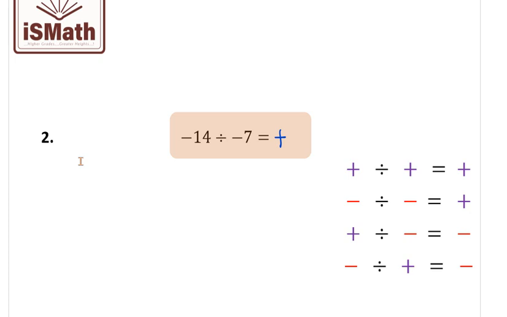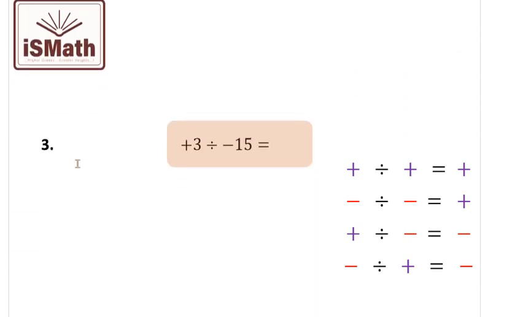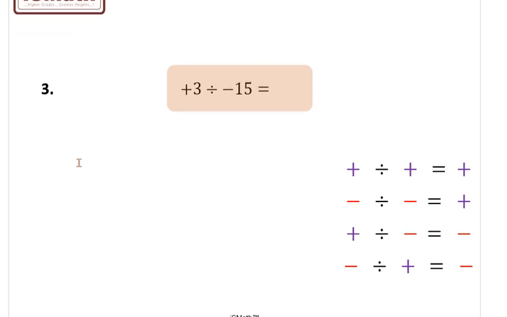14 divided by 7 will give you 2. We'll go on to another question. The next question says plus 3 divided by minus 15. I always like to separate my signed numbers. So we have plus divided by minus. These are different signs, so I'm going to get a minus as my answer.